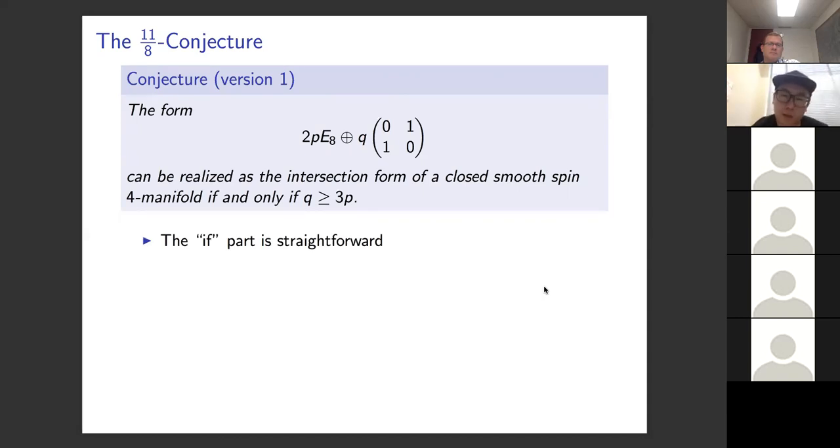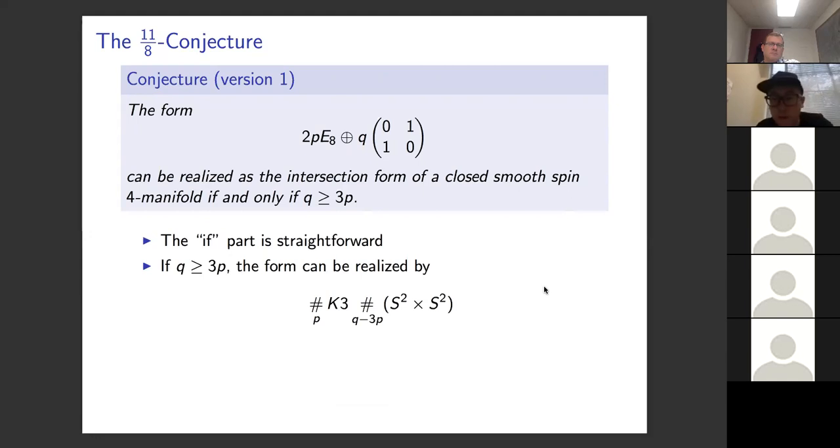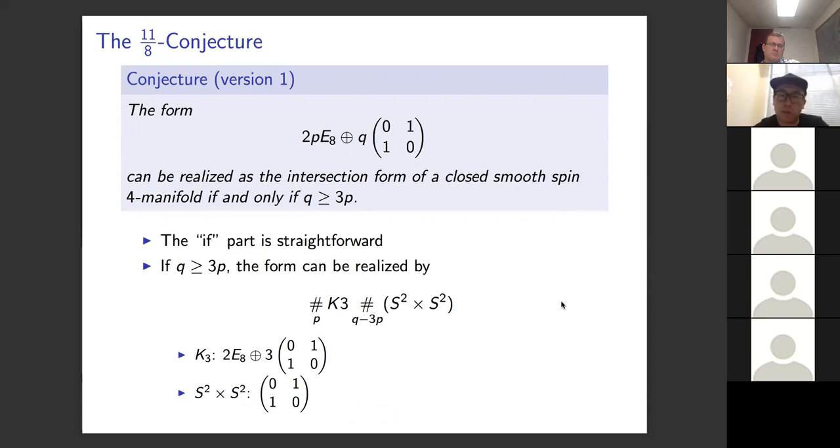The if part is straightforward. Namely, if P and Q satisfy that condition, it can always be realized for the following reason. There is this complex surface called the K3 surface. We know its intersection form is of this form. And we also know the intersection form of S2 cross S2. If you take the connected sum of these, we can realize everything when Q is bigger or equal to 3P. So one side of this conjecture is trivially true. We can always realize that. The major problem is, if it can be realized, what can we say about the relation between P and Q?